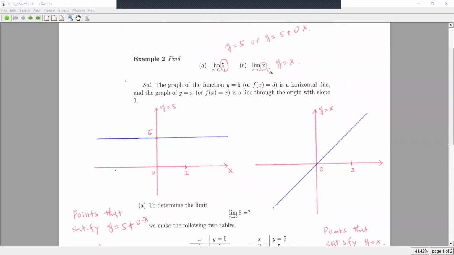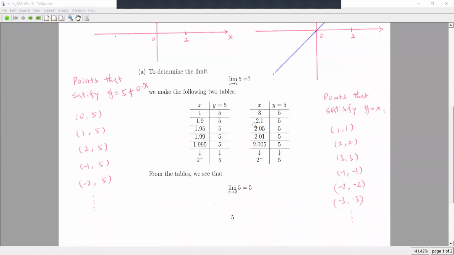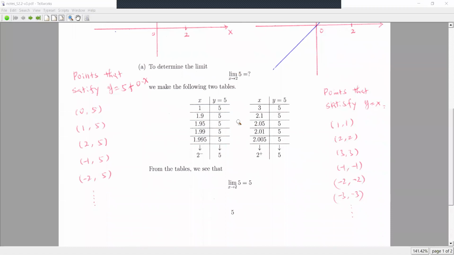The graph of the function in the second limit is this line. The slope is 1. Okay, now to determine the limits, I make tables. For the first limit, I make these two tables.